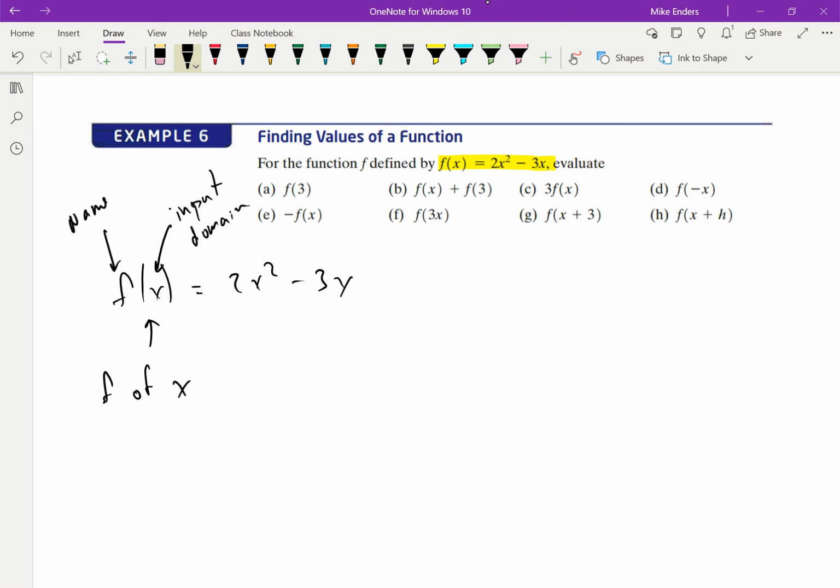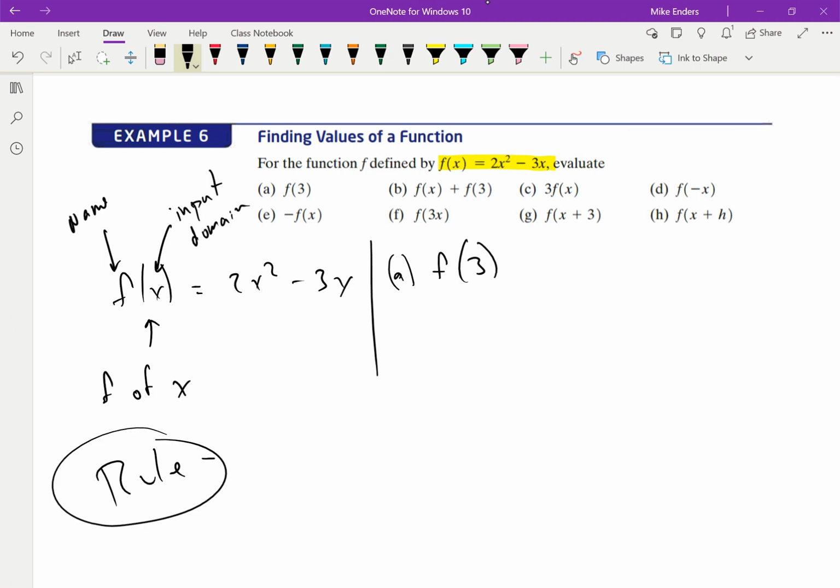So for instance, on letter A, we'll say, okay, what function are we going to use? We want to use function f, and we want to say, function f, what are you going to do with 3? And sometimes we call this a function rule. So the rule is we're going to do 2x squared minus 3x.